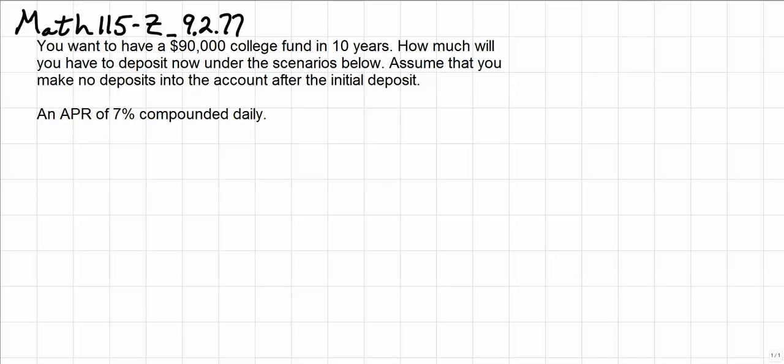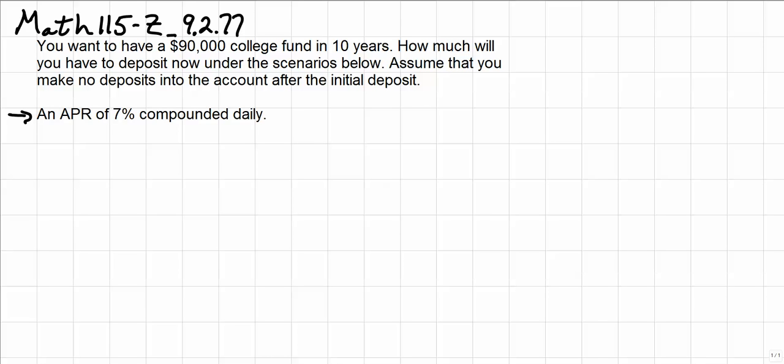You want to have a $90,000 college fund in 10 years. How much will you have to deposit now under the scenarios below? Assume that you make no deposits into the account after the initial deposit. Our scenario will be an APR of 7% compounded daily.